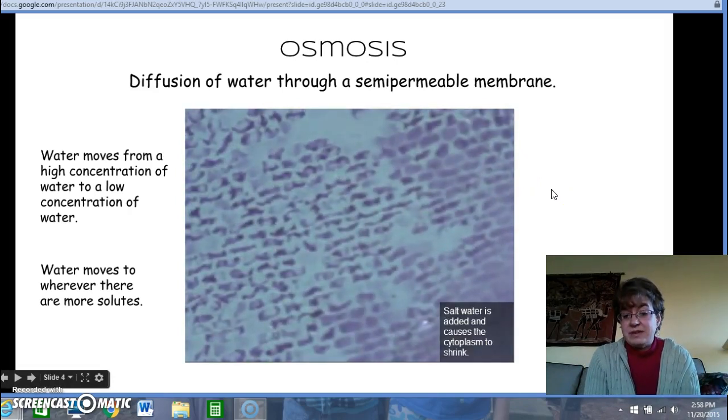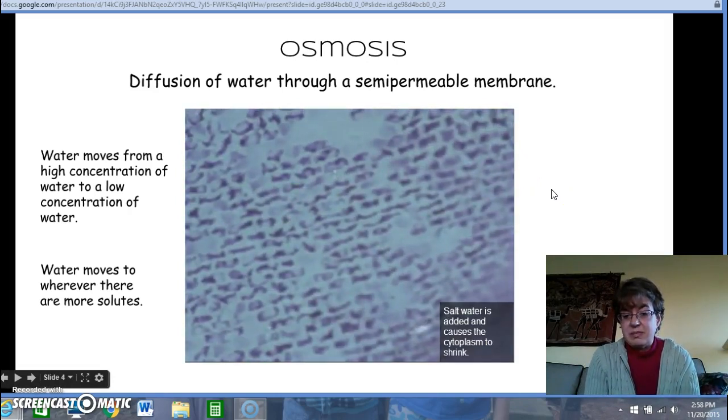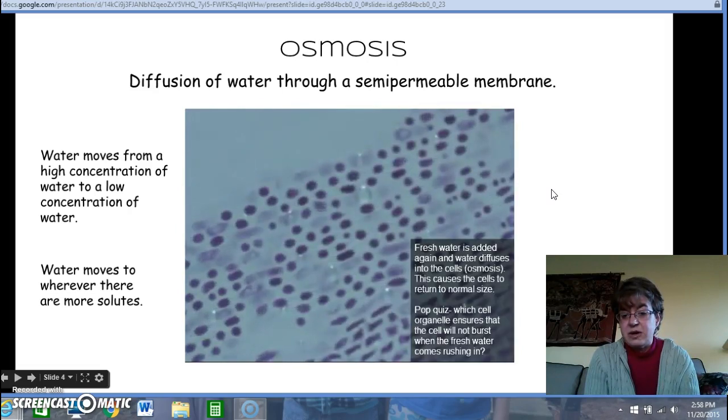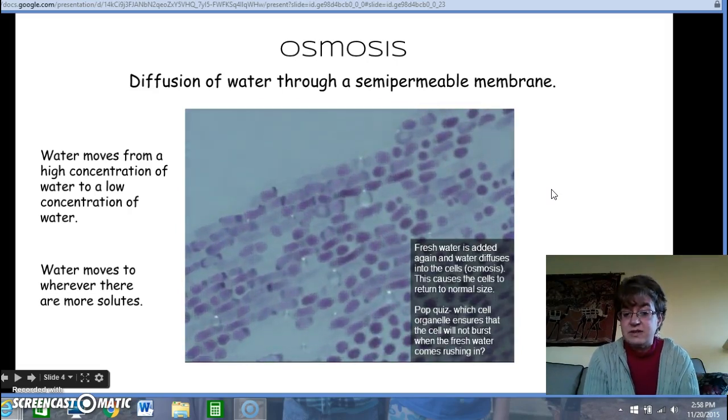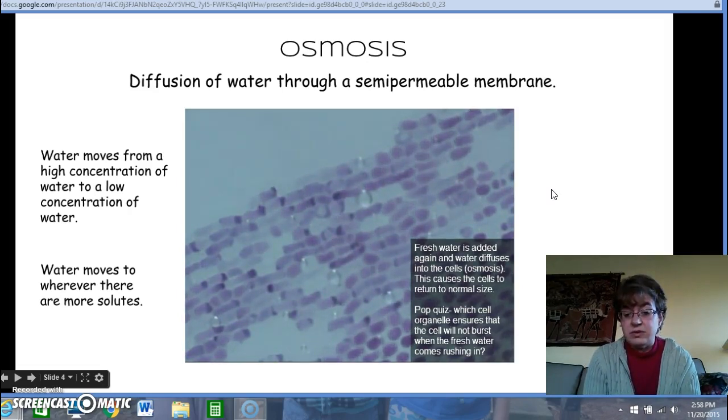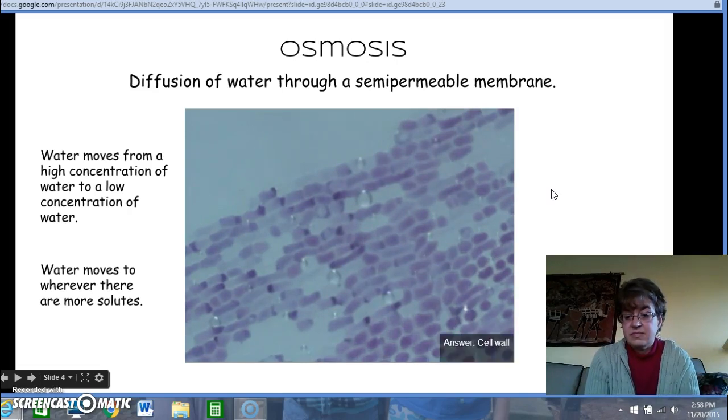This is done rapidly, so they sped this up multiple times. But you can see how small they got, and now here comes the water osmosing back into the cells, and look, they're going back to looking normal.